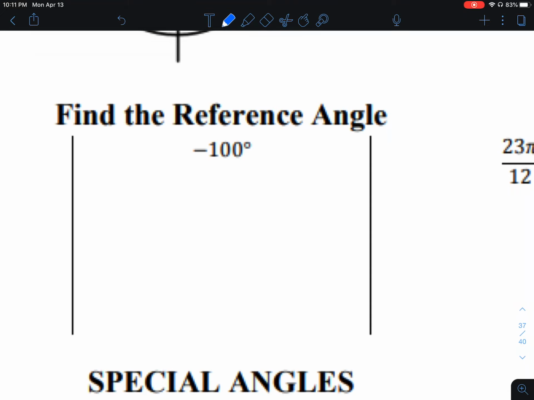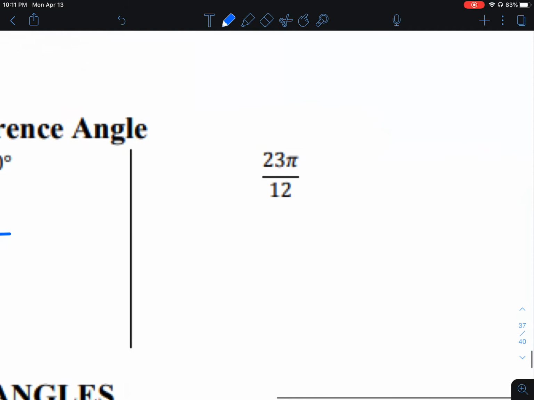Negative 100 degrees. Negative 100 is going to go in this direction. It's going to fall into quadrant 3. The reference angle is this angle here. Now if you go 100 in this direction, there's 80 more to get to 180. So the reference angle is 80 degrees. Note, it is positive 80 degrees. A reference angle is defined as being acute. Acute is between 0 and 90. So a reference angle is always positive.